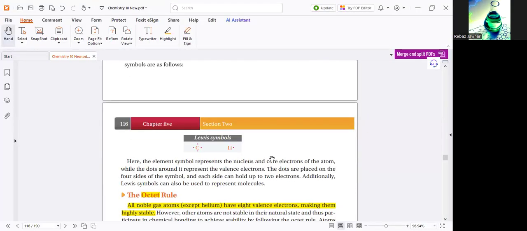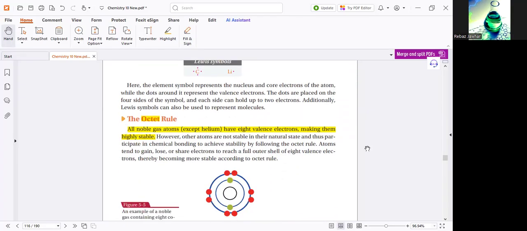For example, carbon. Write down the chemical symbol for carbon. Then, surrounded by the valence electrons, we determine that carbon has 4 valence electrons, so 4 electrons are surrounded by the chemical symbol for carbon. Lithium has only 1 valence electron, so the Lewis symbol for lithium is Li with 1 dot. Clear? Okay. Octet rule.